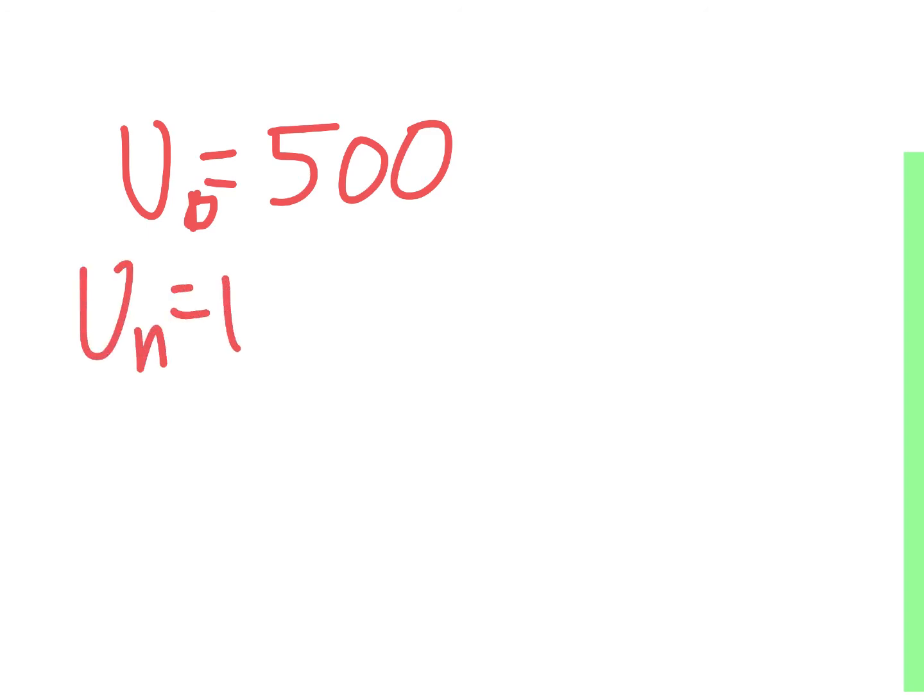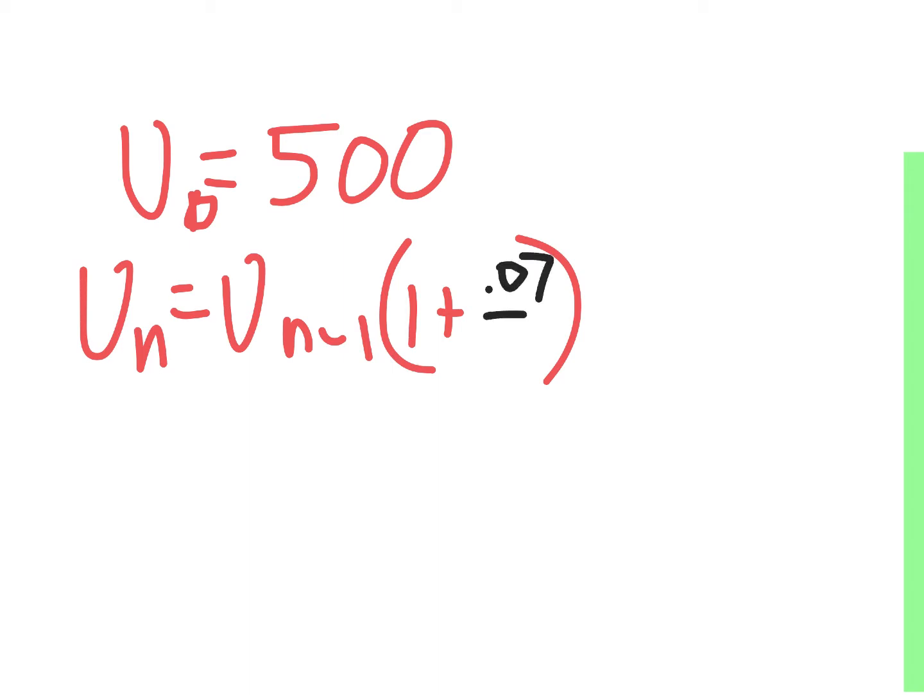U sub N equals U sub N minus 1. That always comes next every single time. Then you put an amount that you multiply that. 1 plus the annual rate. I think we're going to get 7% interest. Divided by 12 means monthly.